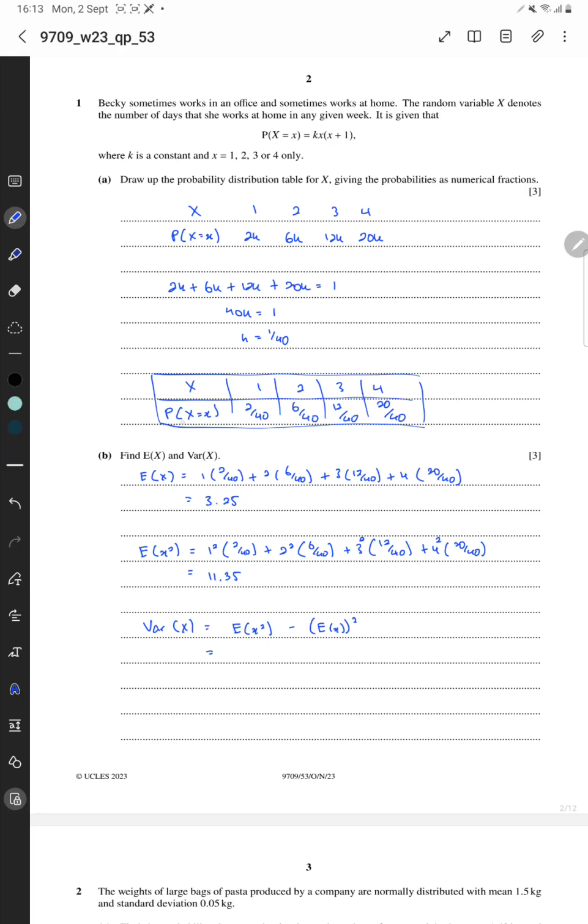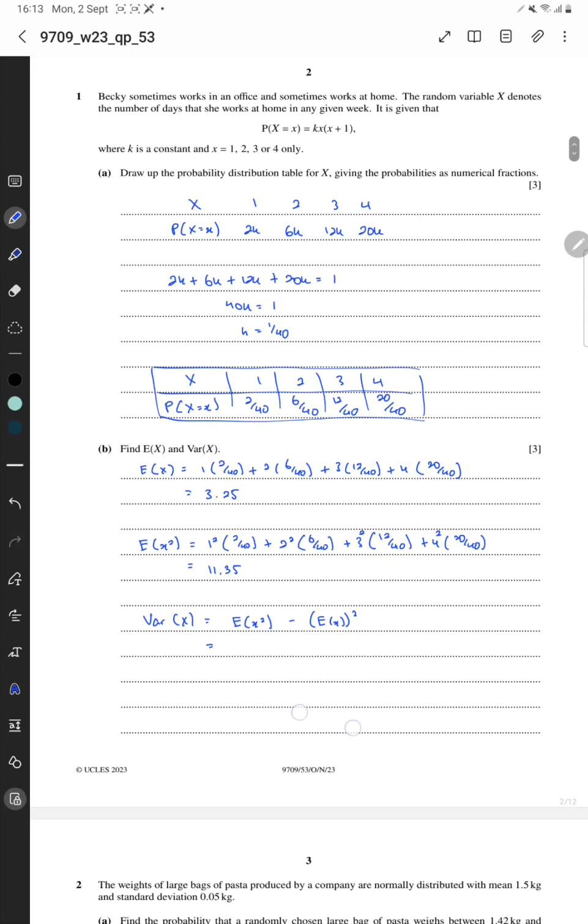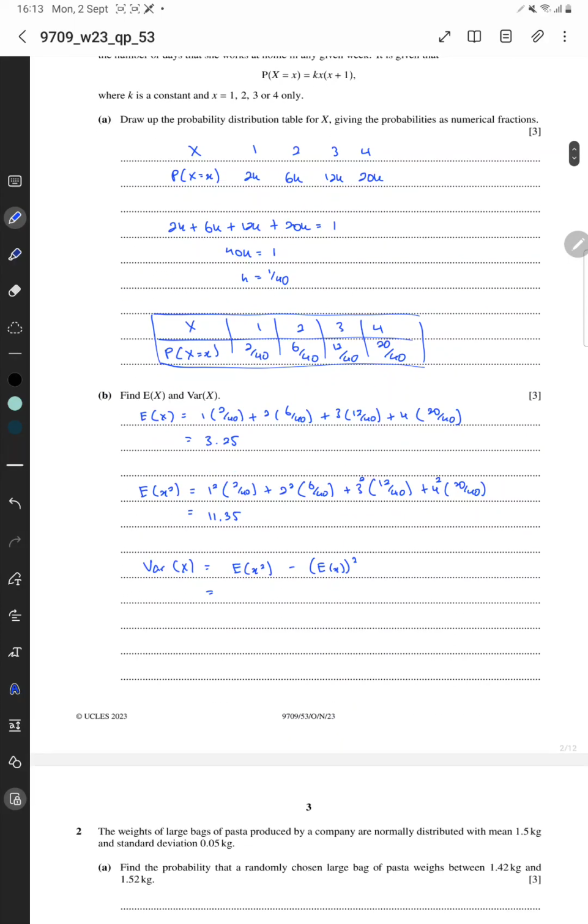Now do note that we're not dividing this by anything because the x value here is already multiplied by probability. If it was x multiplied with frequency, then yes, of course, your mean would have to be divided by the total frequency, and your E(X squared) would have to be divided by the frequency as well. But in this case it's already probability, so you don't need to divide it.